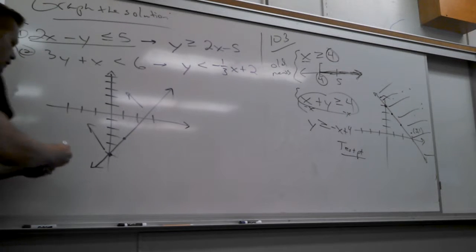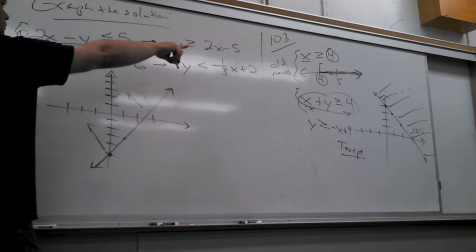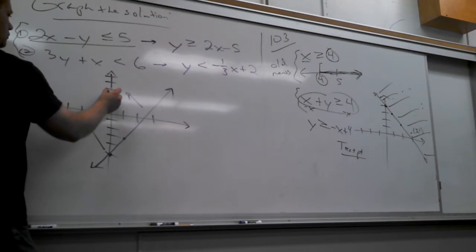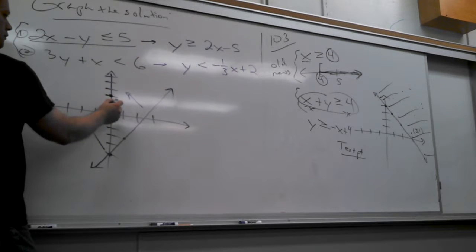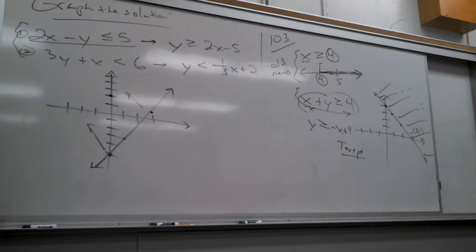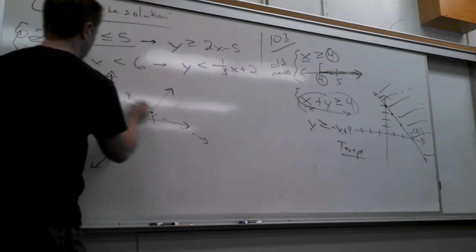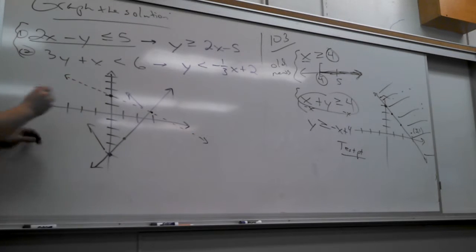So on top of that, if I do this dude, his y-intercept is 0, 2. And from there I go down 1 over this way 3, right? Positive. They're not both negative, right? And what kind of line is it going to be? Dotted line. Because it's not equal to that line. So it's like a whole bunch of little open circles there, right?